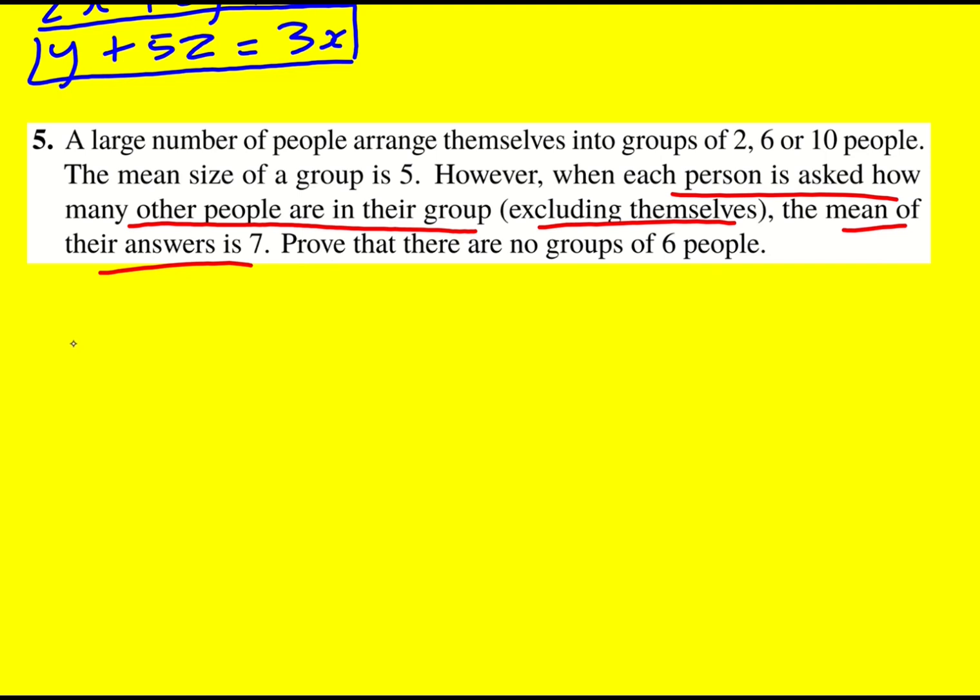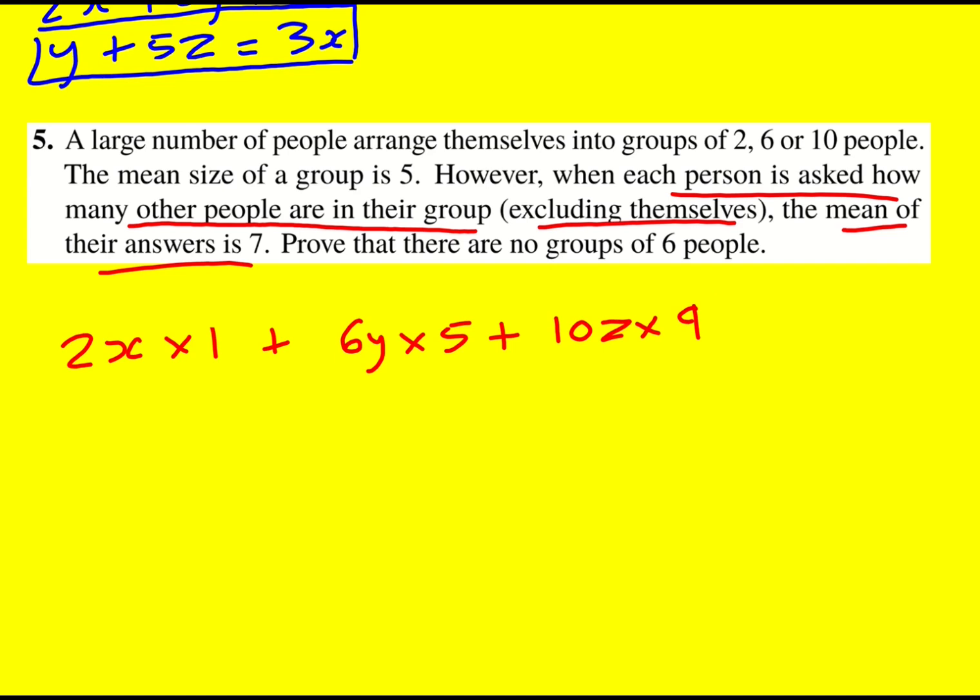So if we first look at the 2X people in the groups of 2, they're all going to say 1. So basically we're going to add lots of 1's together, 2X times. It's going to be 2X times 1. And then the 6Y people were all asked, and they're each going to say 5. There are 5 others in their group, so we're going to add 6Y lots of 5 together. And then it's going to be 10Z. Each of these is going to say 9. So we're going to add 10Z lots of 9 together.